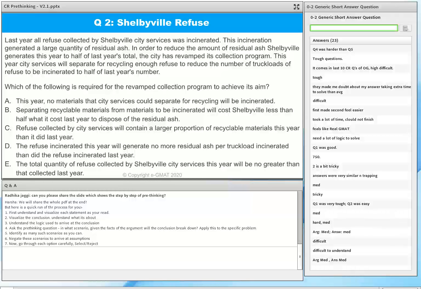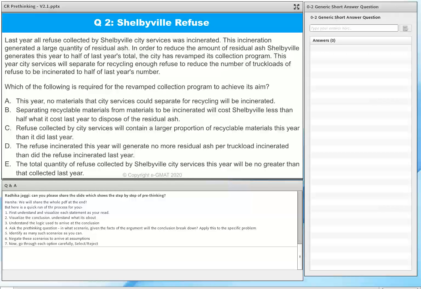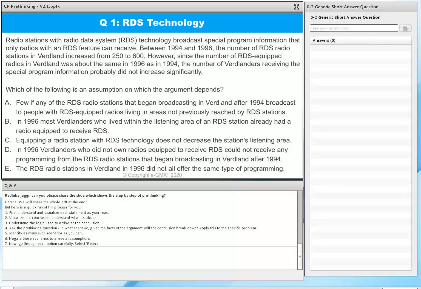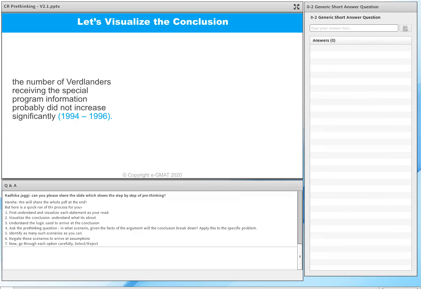Also, when you look at the solutions to these questions on GMAT Club, they aren't the best solutions that you would see. And after this session, you can go and do that comparison. So with that, let's look at this and what's going on in this case. Let's visualize the conclusion. We're going to start with the first argument, which is arguably the more difficult of these two, although both of them are, I'd say, very, very difficult.